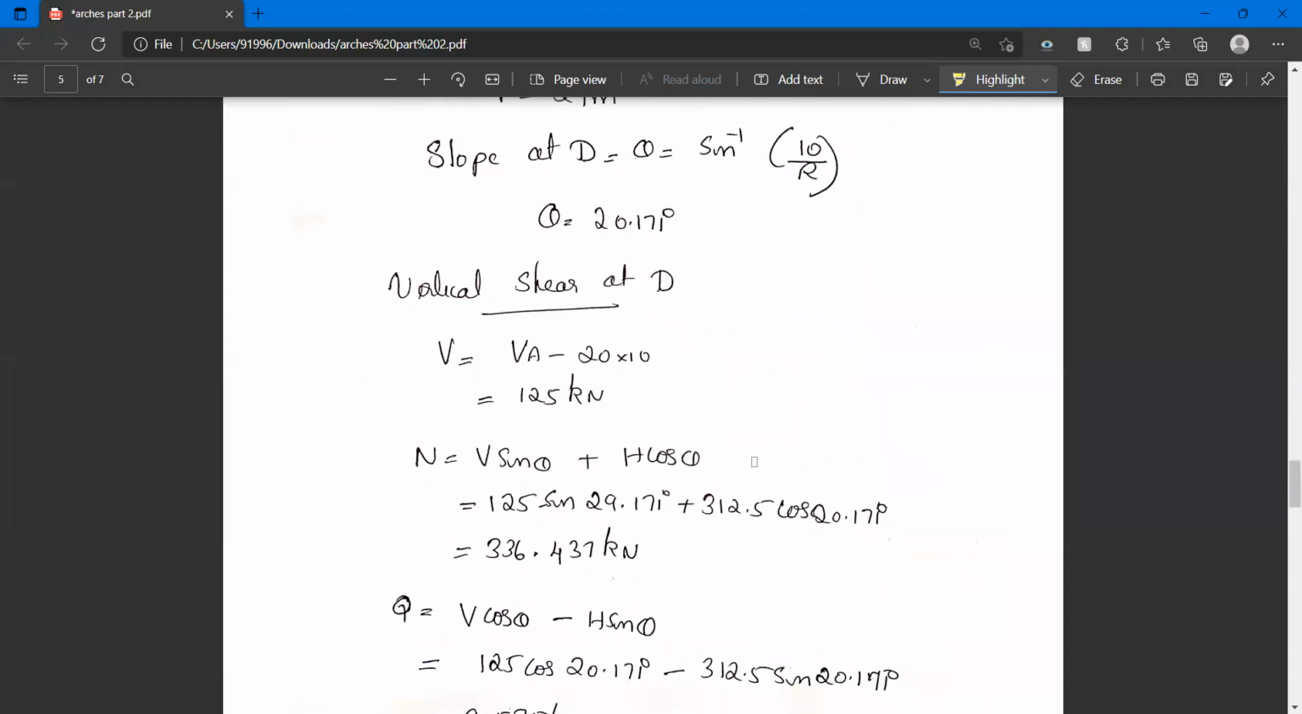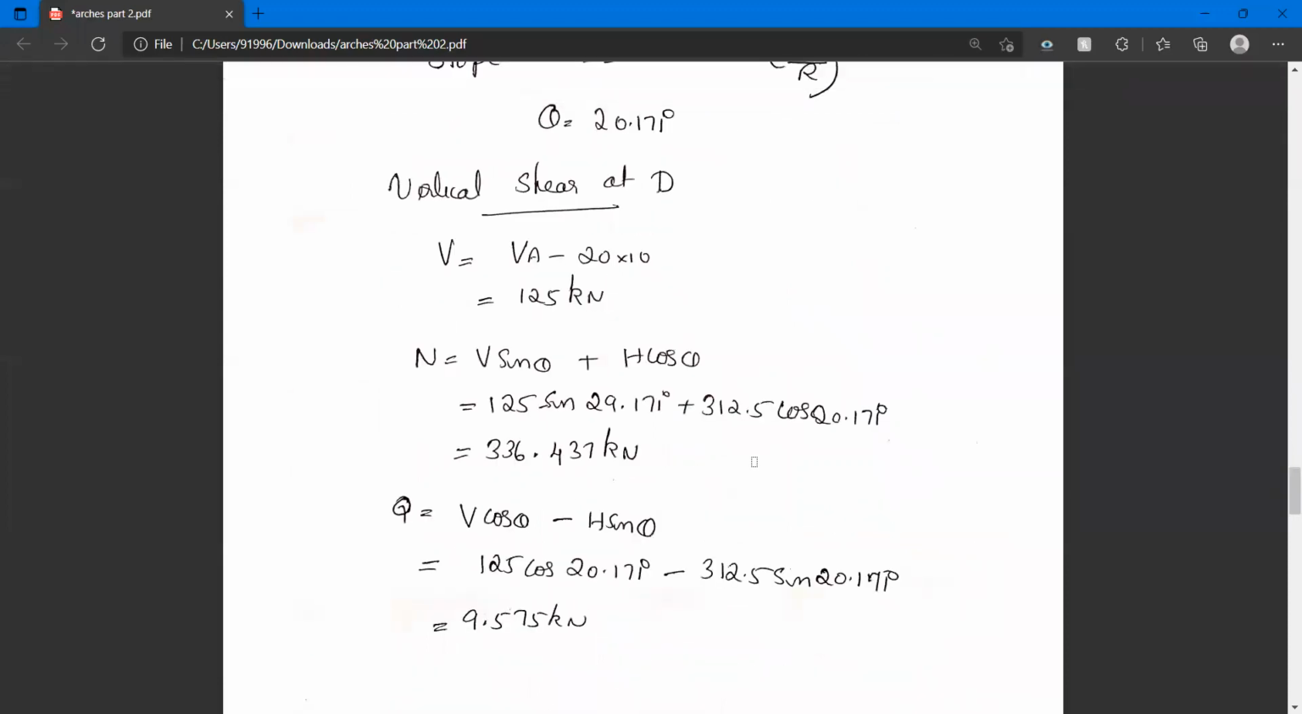Okay, you got V. Now substituting the values, you can find N and Q. N is equal to V sin theta plus S cos theta. Substitute for theta, substitute for V and S. You got the value as 336.437 kilonewton. Similarly, using the equation for radial thrust Q, you can find out the value of Q.